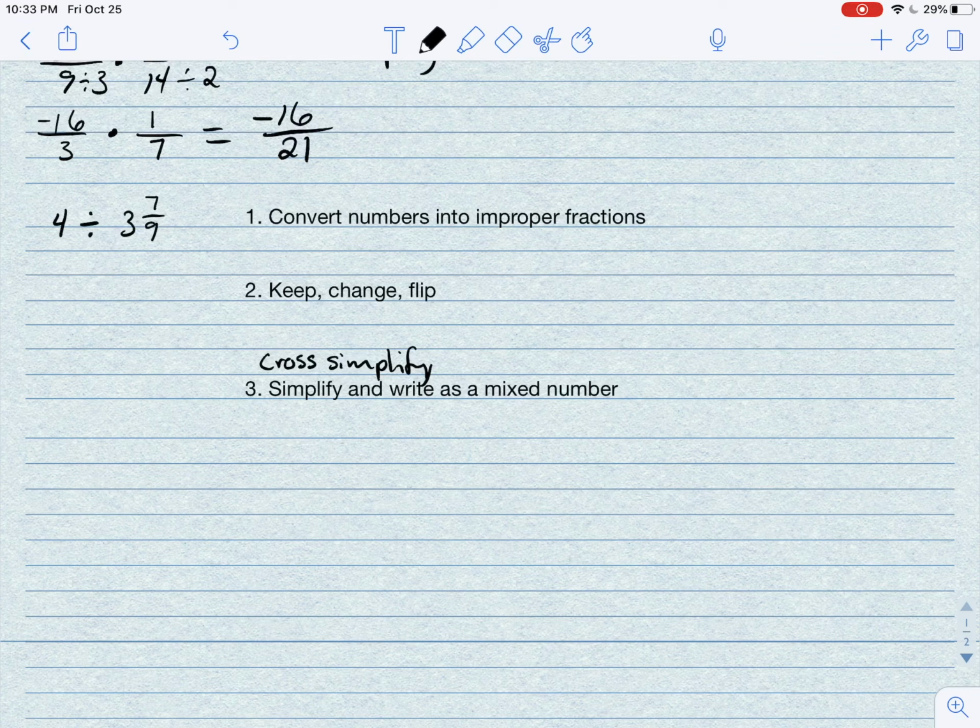Okay, last example, we notice that 4 is not a fraction. It's just a whole number, but it still is a fraction of 4 over 1. 4 divided by 1 is just going to be 4. But we do need to convert the second fraction or mixed number into an improper fraction. So this will be 9 times 3 plus 7 over 9. 9 times 3 is 27. Plus 7 is going to be 34.